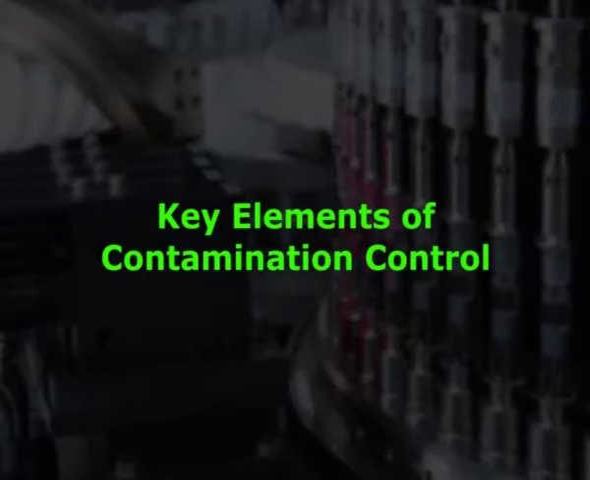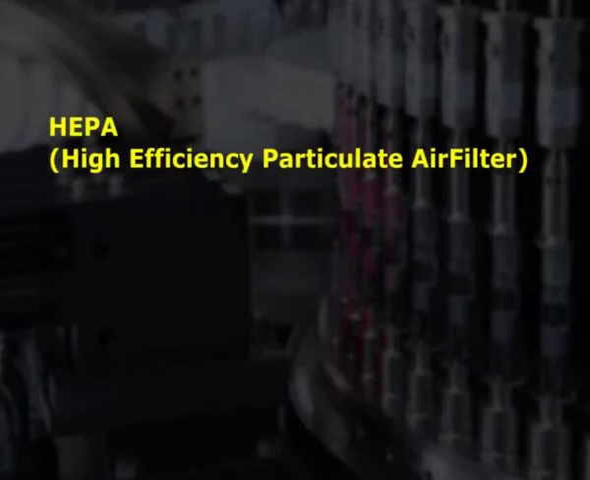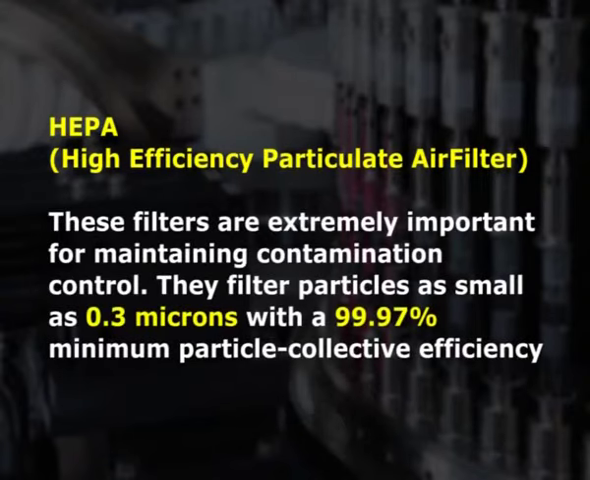Coming to key elements of contamination. There are 4 areas of concern to get a better idea of the overall picture of contamination control. These are the things that need to be considered when providing an effective contamination control program. First is HEPA, the high efficiency particulate air filter. These filters are extremely important for maintaining contamination control. They filter particles, as I told you before, as small as 0.3 microns with an efficiency of 99.97%.